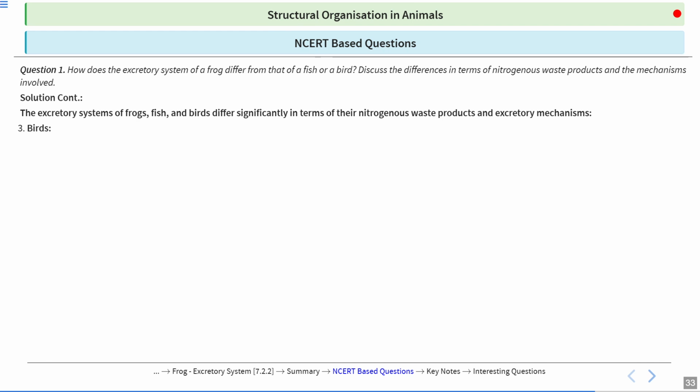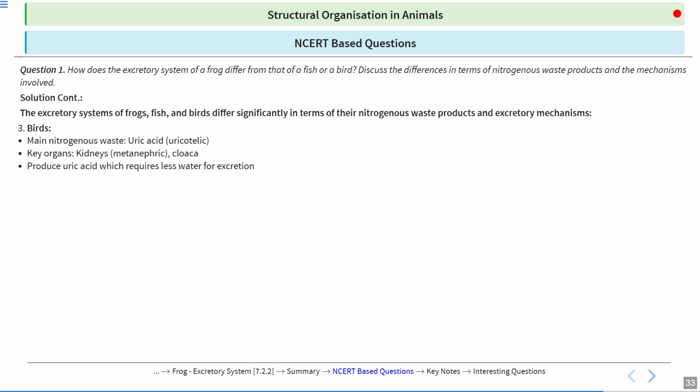Next, let us see the birds. Main nitrogenous waste is uric acid, and that is why they are uricotelic. Key organ, kidney and cloaca. They produce uric acid, which requires less water for excretion. You can see what the excretory substance is here, uric acid, and removal of uric acid requires a very small amount of water. No urinary bladder is there. They do not have a urinary bladder because they have to keep their body light, and that is an adaptation for flying.